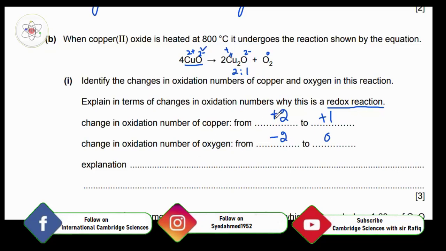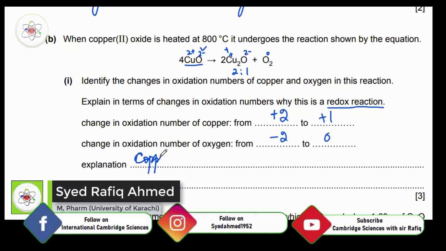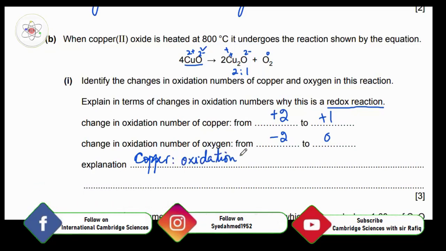So as you can see that oxidation number of copper is decreasing from +2 to +1. So this is said to be a reduction. Okay, so copper oxidation number decreases, so there is the reduction. So copper is being reduced, right?